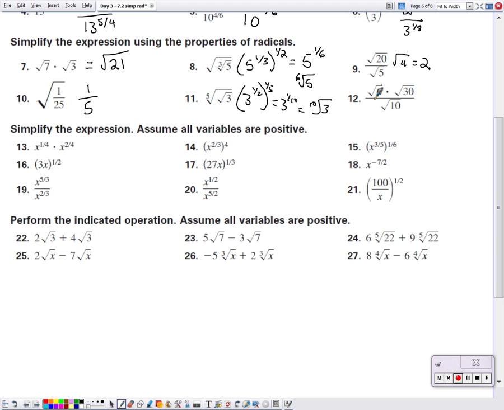Number 12 looks really scary, but if you can just imagine this, these are all square roots. So it's just going to be the square root of 6 times 30 over 10. Well, 30 divided by 10 is just 3. 6 times 3 is 18. The square root of 18 reduces, because it's 9 times 2, to 3 root 2.